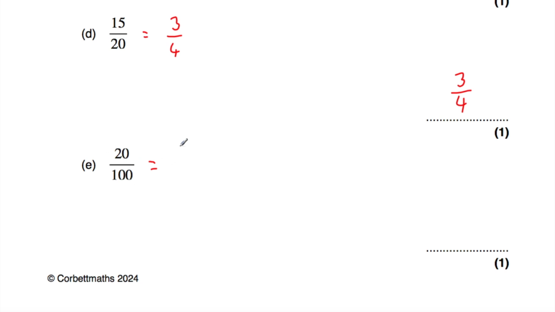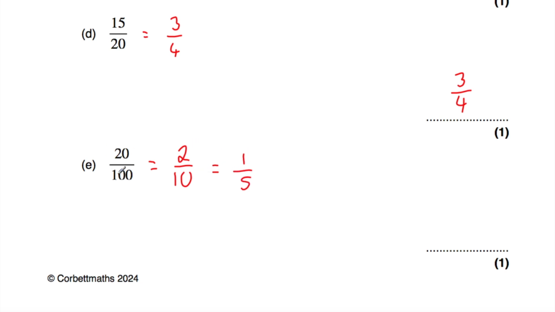So 20 divided by 10 is equal to 2, and 100 divided by 10 is equal to 10. So dividing both the numerator and denominator by 10, we get 2/10. Now 2 and 10 are both divisible by 2. They're both even, so we can halve them both. So 2 divided by 2 is 1, and 10 divided by 2 is 5.